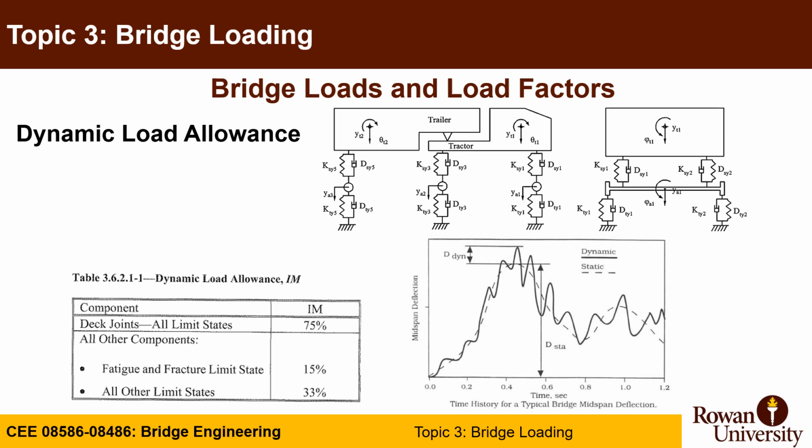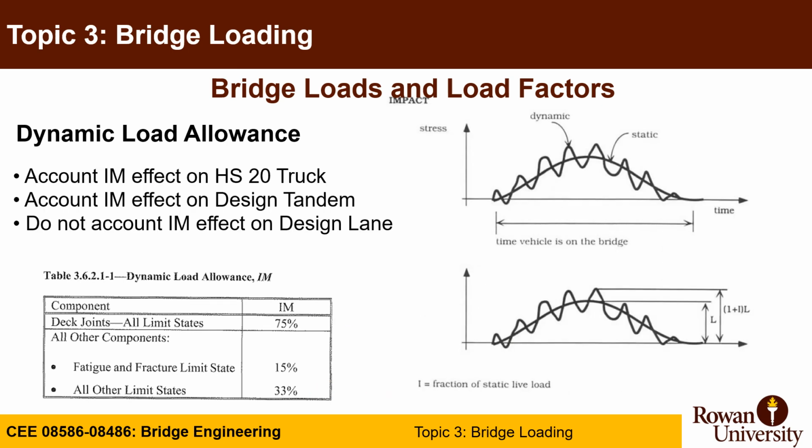We also defined what's called dynamic load allowance, IM, which basically takes into account the impact of dynamic loading from the speed of trucks on your structure. So most likely you use 33% for all other limit states. And for designing the deck joint, we use 75% to amplify the dynamic load allowance. Please make sure that you only account for IM in the HS20 and design tandem, but not in the design lane load.